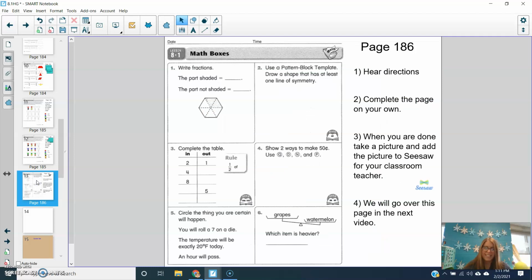All right, the last thing that we'll talk about today are our math boxes. So if you could open up your math journal to page 186, I'll quickly talk about the directions. When you're all done, if you could take a picture and add that picture to Seesaw, and we will go over this page in our next video.